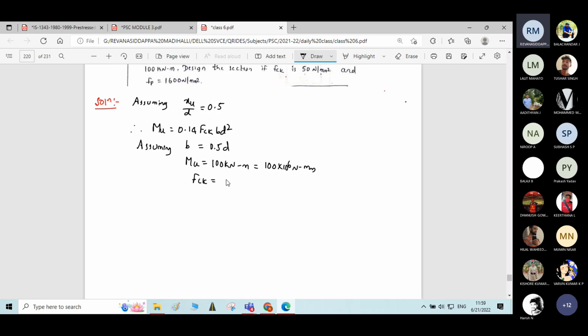Then the FCK is given as 50 Newton per mm square. Just substitute everything in this formula. Now the formula becomes 100 into 10 power 6 is equal to 0.14 into 50 FCK. B is 0.5D. Okay. B we have assumed as 0.5D into D square. Okay. Now this can be rewritten as D cube into this value. So you will get the D cube. So taking cube root, you will get the answer for effective depth. If you work out the answer, you will get the answer as 305.7 millimeter.